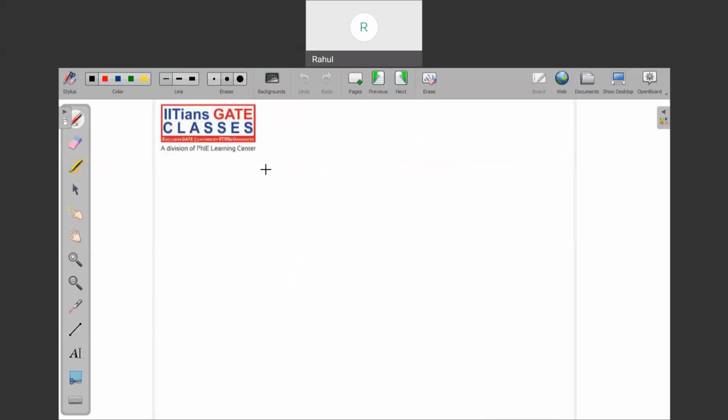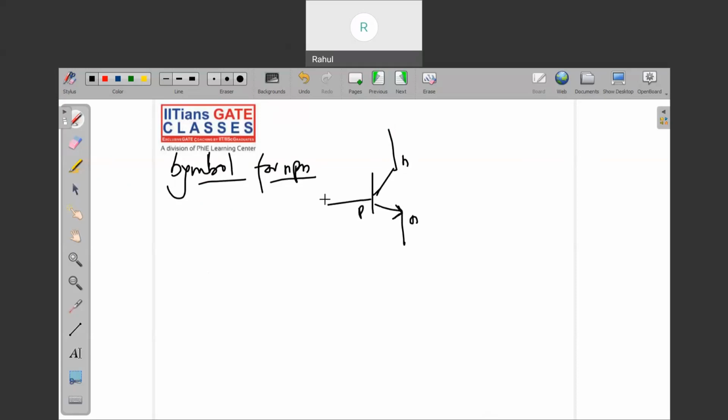Let me draw the symbol for NPN transistors. The NPN transistor looks like this, right? This is the symbol for the NPN transistor. This is N, you can say this is P, this is N, right? There is an arrow. This is basically the base terminal, this is the collector, and this is the emitter terminal, right?